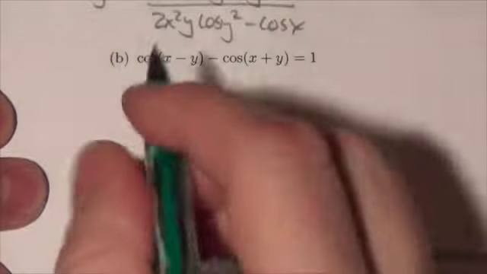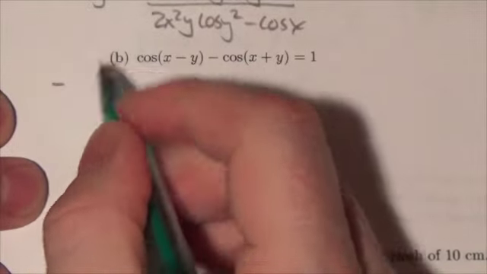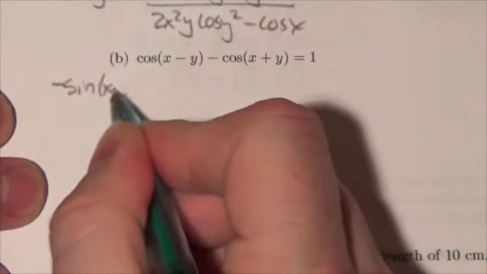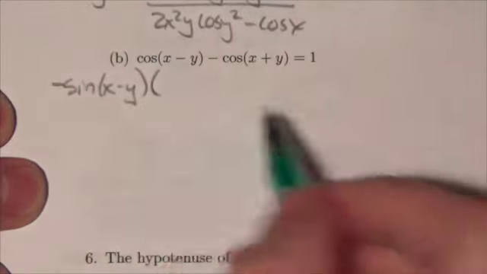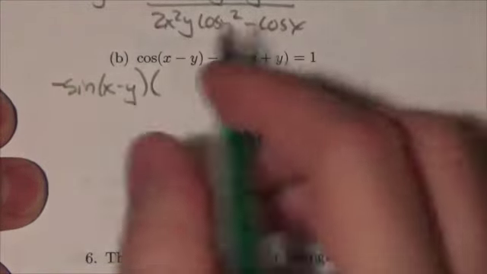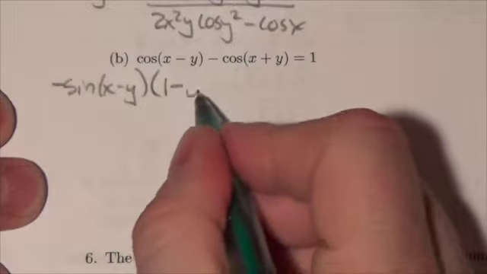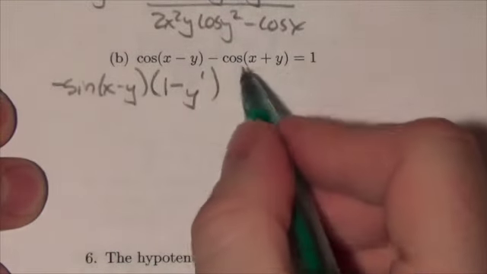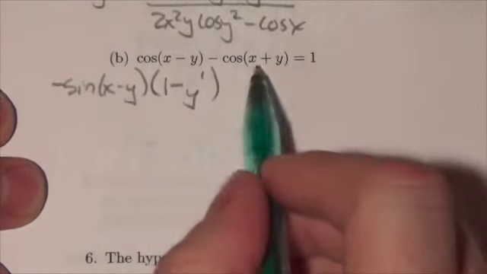So I'm going to take the derivative of the cosine first. This will be negative sine of x minus y, multiplied by the derivative of what's inside here, that binomial, which will be 1 minus y primed. Then I move on to my second term here.